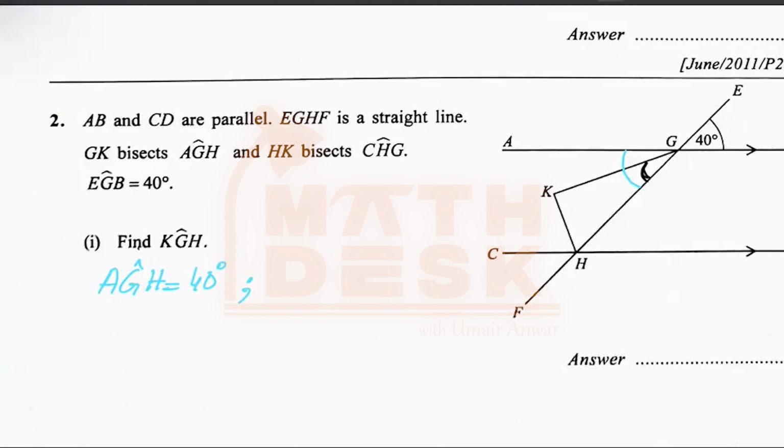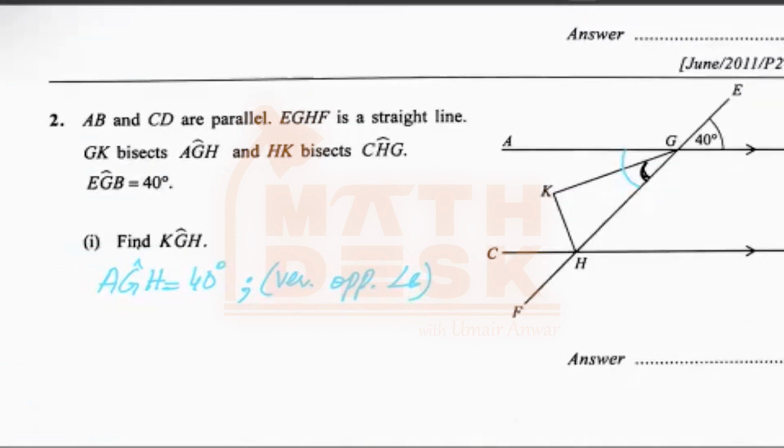Now, the next information says that GK bisects AGH. So that means angle KGH is half of angle AGH. So one upon two multiplied by 40 would be equal to 20. So this angle that we had to find out is equal to 20 degrees.